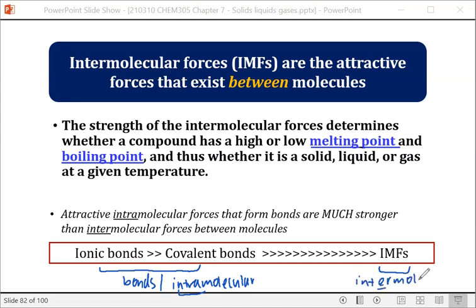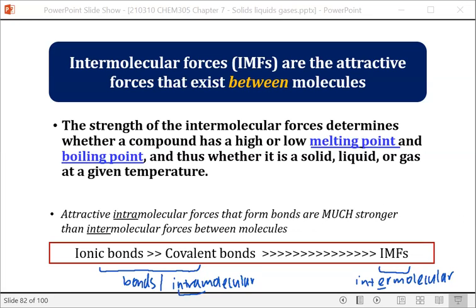Intermolecular forces are significantly weaker than the forces that make bonds. So it's a lot easier to disrupt the forces that hold molecules together in a solution than it is to disrupt the forces that hold atoms together within a molecule.